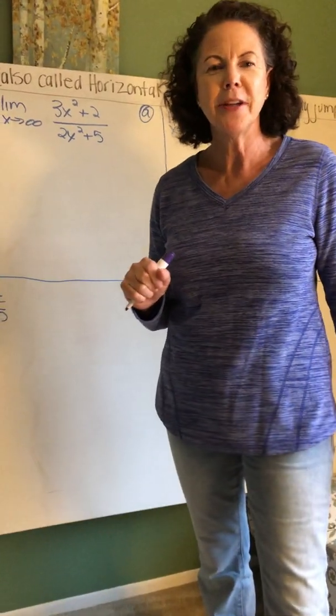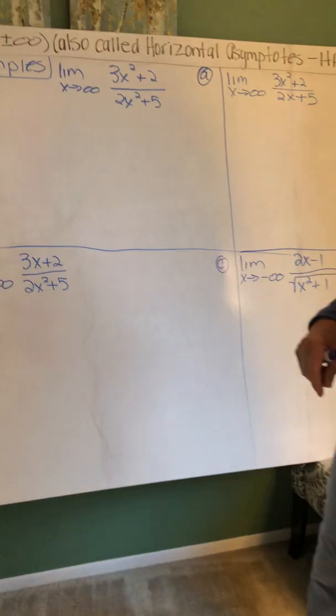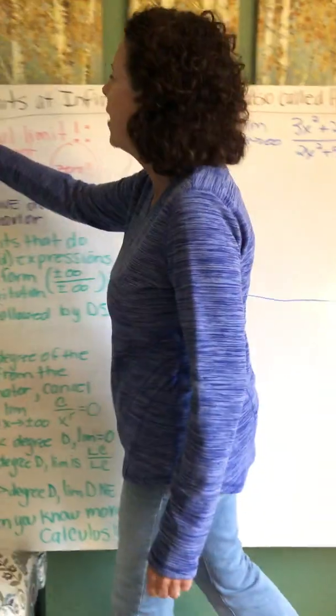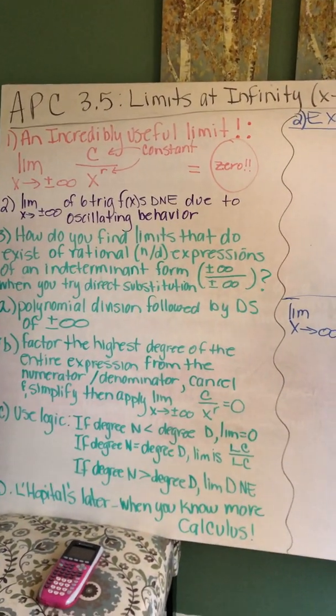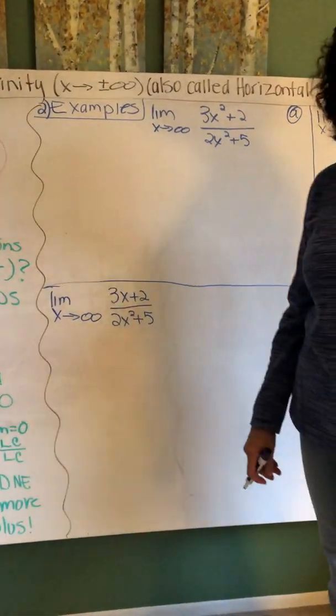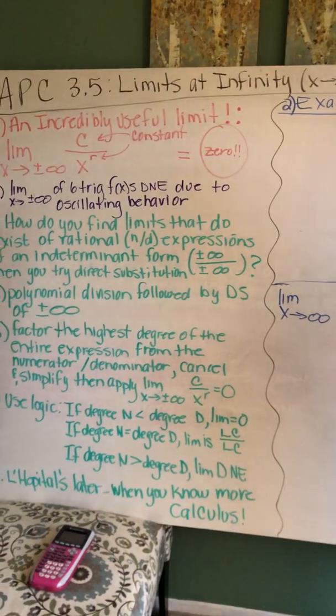AP Calculus students. We are working on section 3.5 today. That is called limits at infinity. The reason why we're doing section 3.5 is it actually should have been in chapter 1 with limits. And sometimes on the AP exam, when you're asked limit questions, it also includes 3.5 in it, as it should.